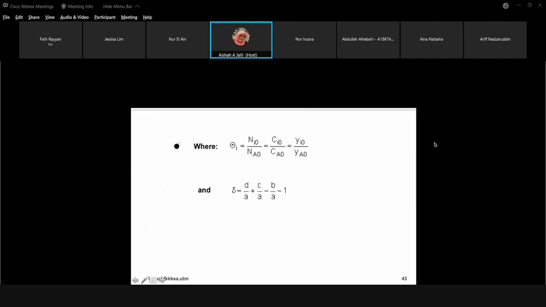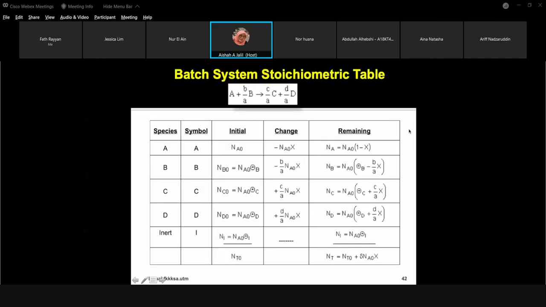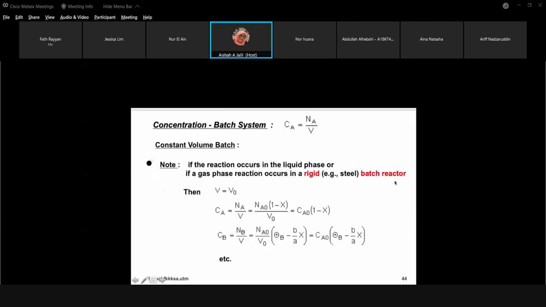Okay, let's go. CC, CA, CB. So here the name is concentration. CA, CB, CC, CD. How to get that one? Do you remember what is C? C is number of moles. As I said before, you have to remember this one. C equals number of moles over volume. So for the batch system, the volume is constant. If the reaction occurs in the liquid phase or in the gas phase reaction.